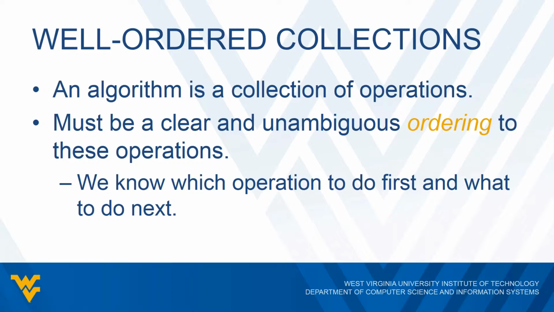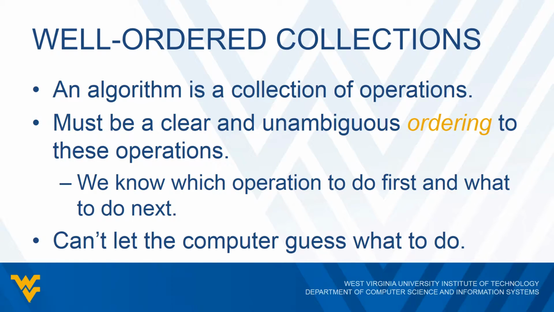Our operations need to be clear, and there should be no reason to guess what the ordering is. We can't let the computer guess what to do. Computers can't guess. It can do some randomization, but that's not the same thing as guessing. We need to make it very clear what the current step is saying to do, and then what the next step is, or where to go to do the next step.